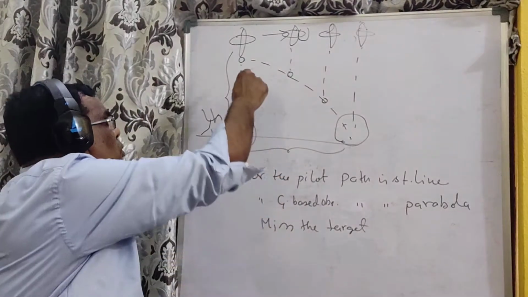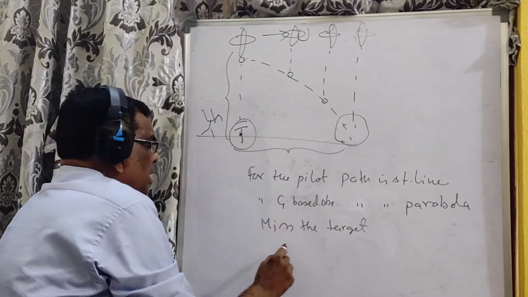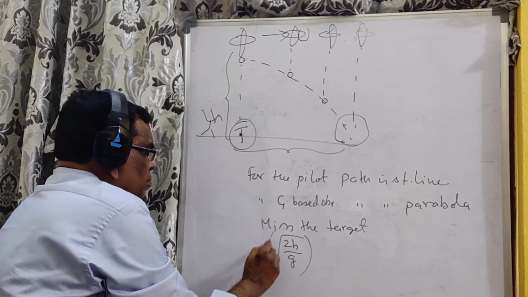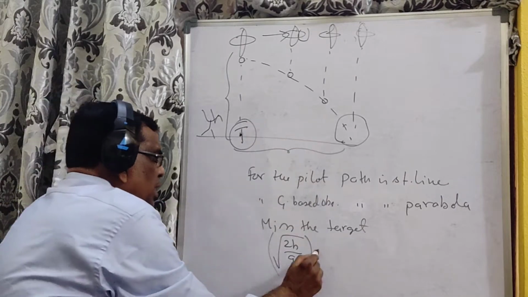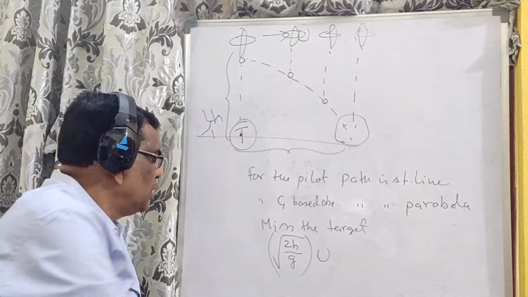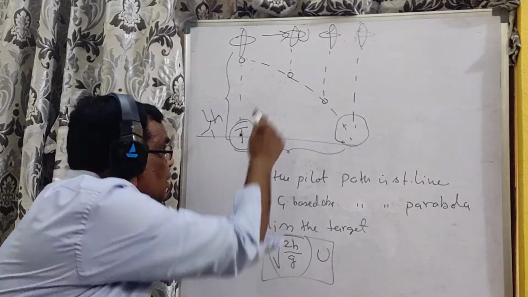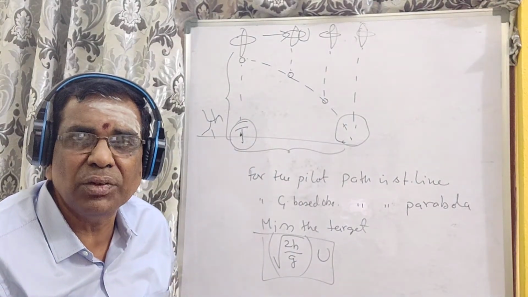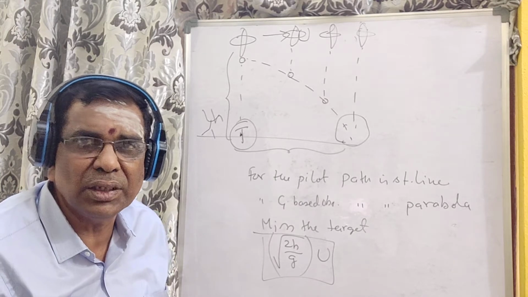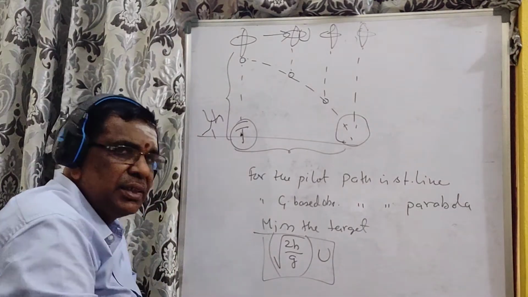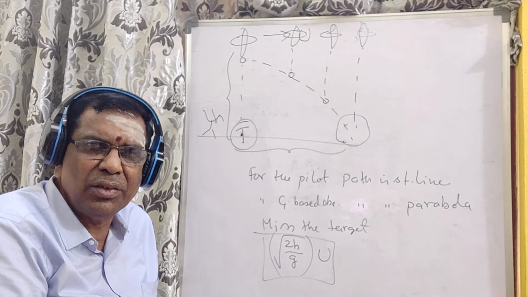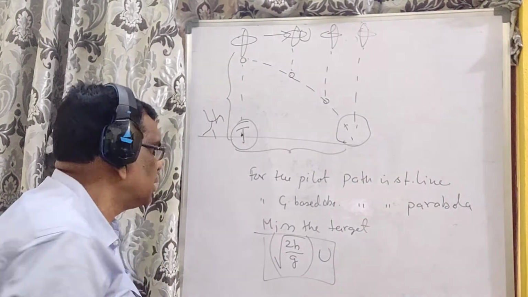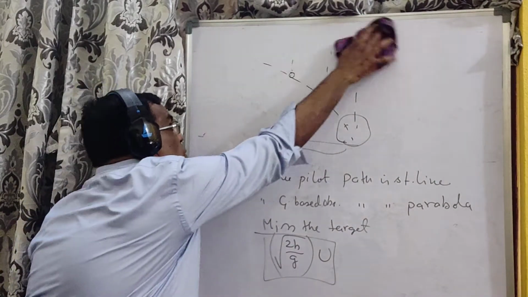So what should you do? Time taken is under root 2h by g, right? And the speed is u. So this is the distance by which that body misses the target. That's how you have to give your answers to these questions. I hope this is clear to you. I'm just trying to give one straightforward, simple application. All right?